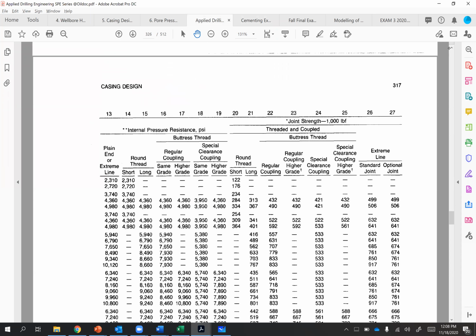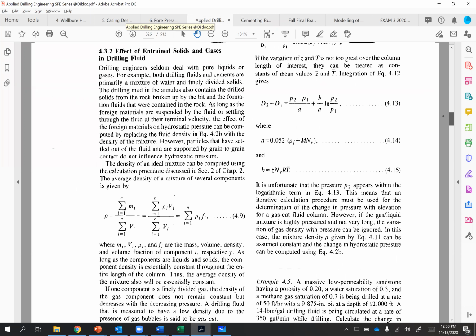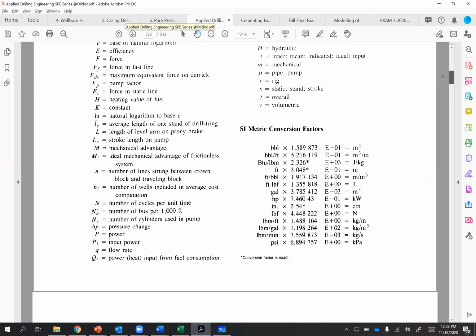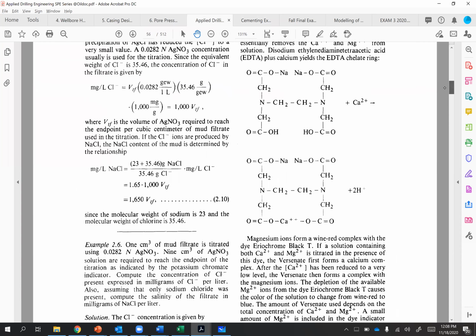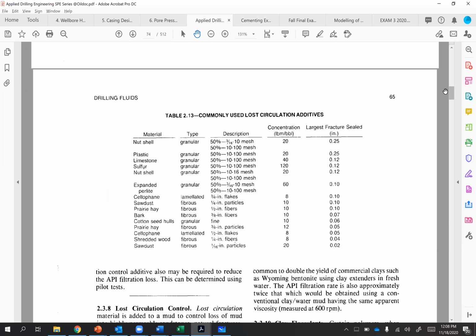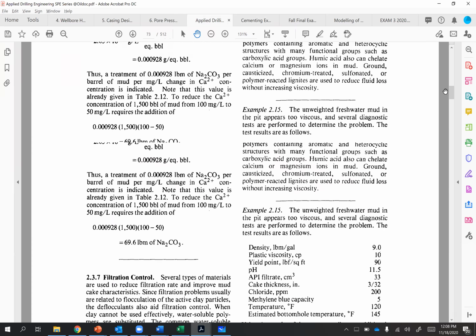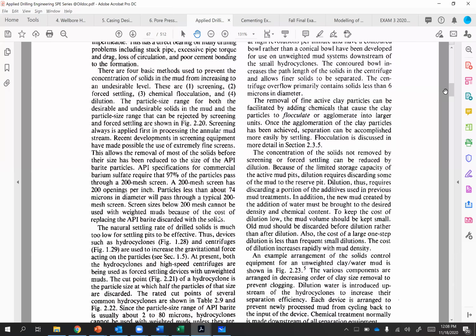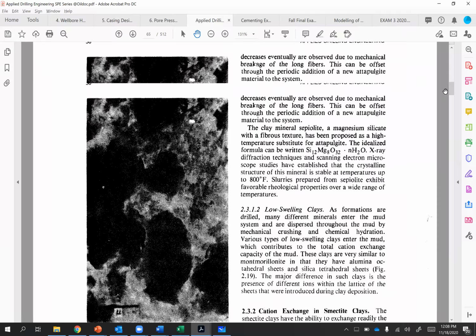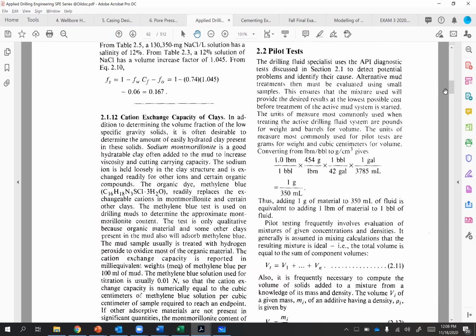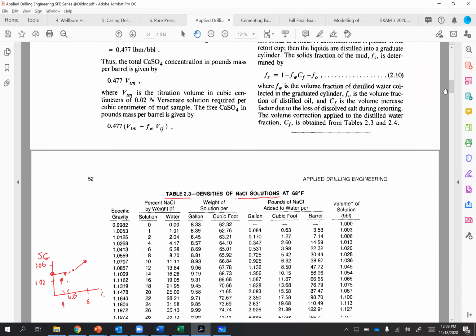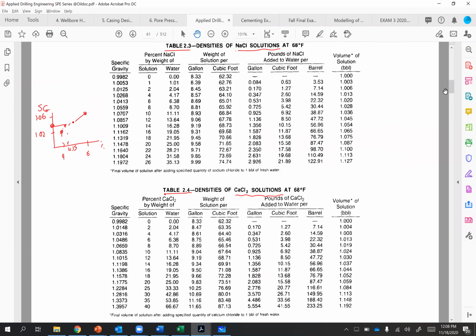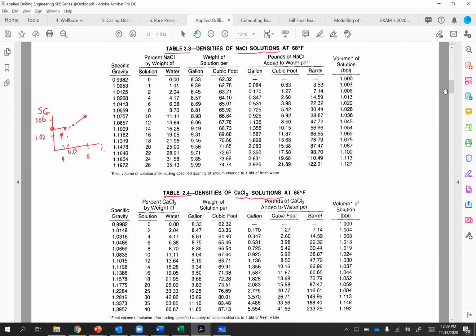Once we calculate the weight fraction, we refer to the tables. What is this table? This is not the table I want. We go to chapter 3 or chapter 2. Am I in chapter 2? I am, but that's table 2.3 or 4, I guess. Table 2.3 is NaCl solution, 2.4 is CaCl2 solutions, and based on the solution weight percent of NaCl, you go here.